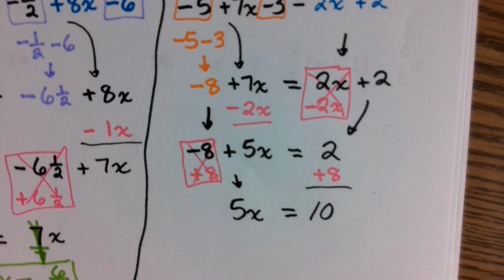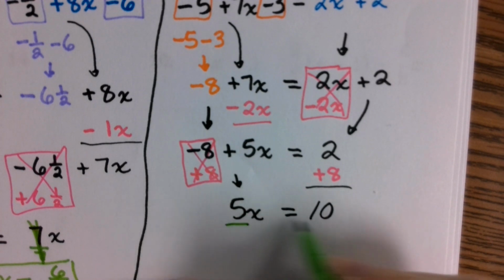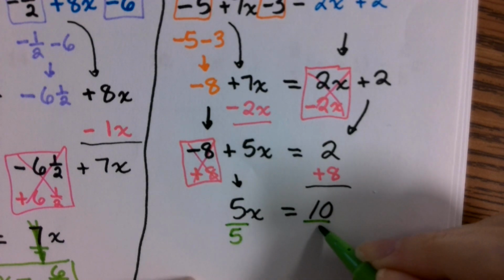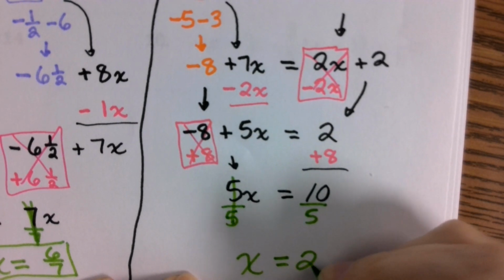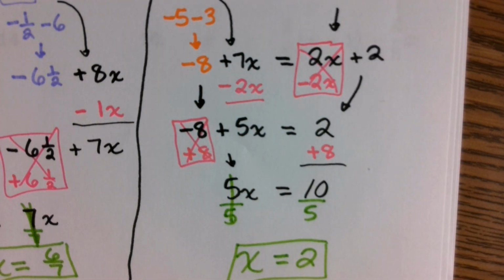All right, my last step, what am I going to do from here? Go ahead, Fatima. Good. We're going to divide both sides by the 5, and we'll get x isolated. X is going to be equal to a positive 2. Okay?